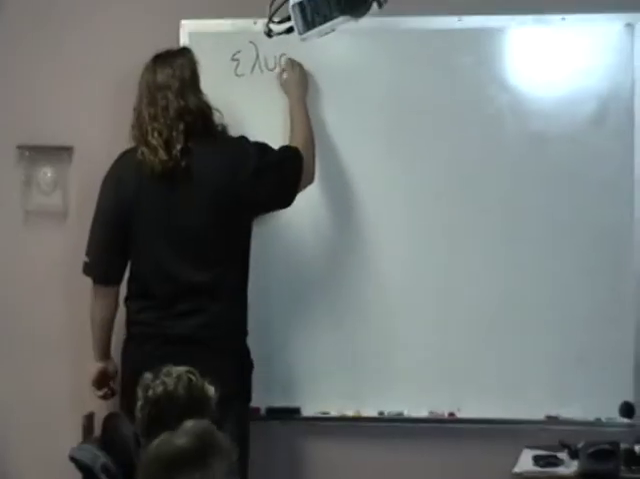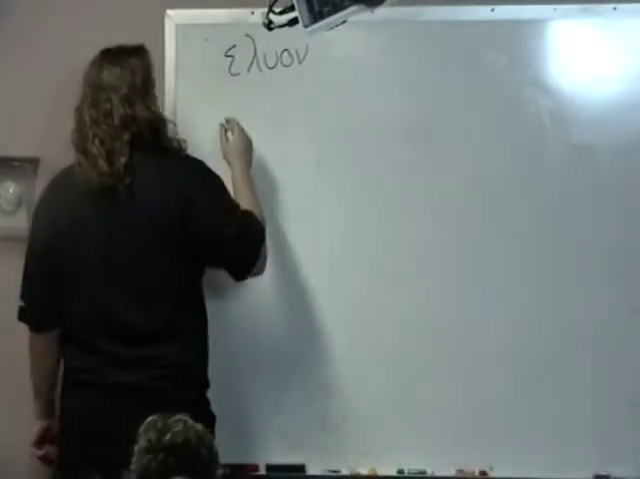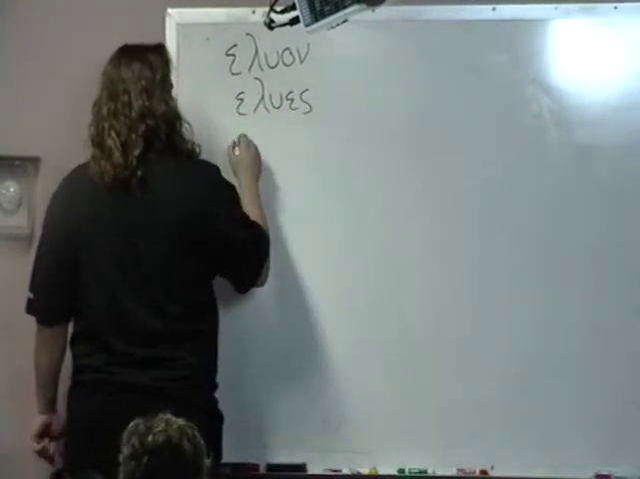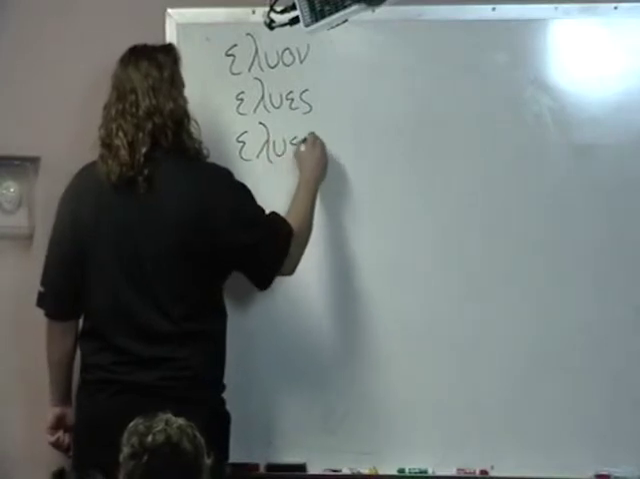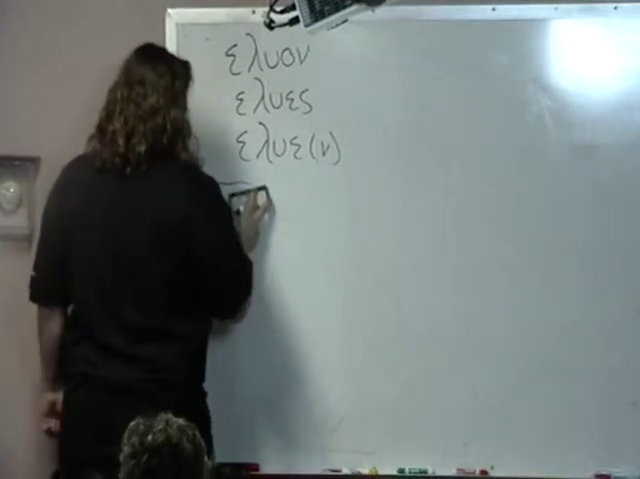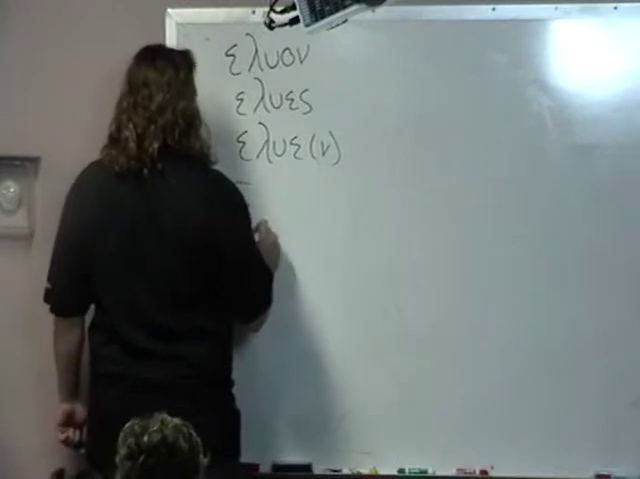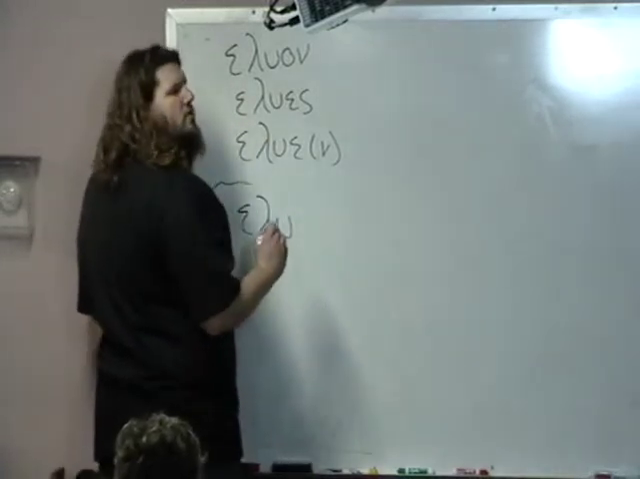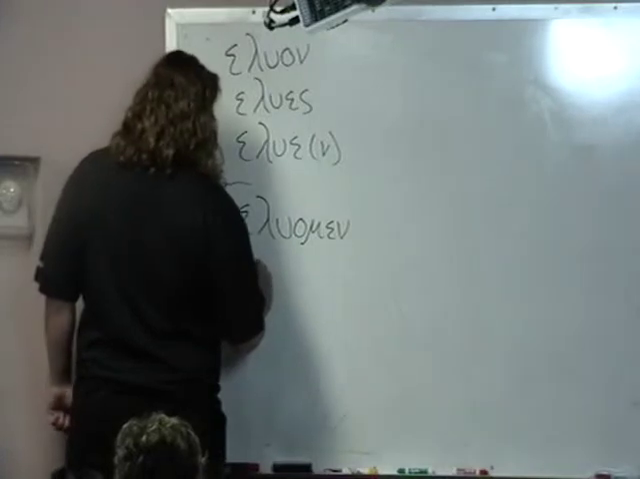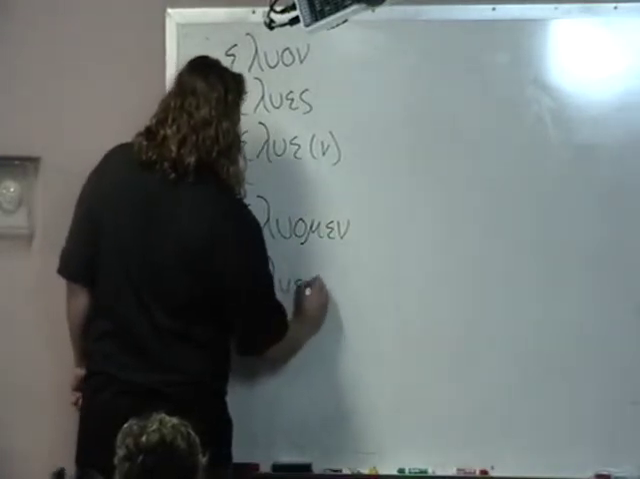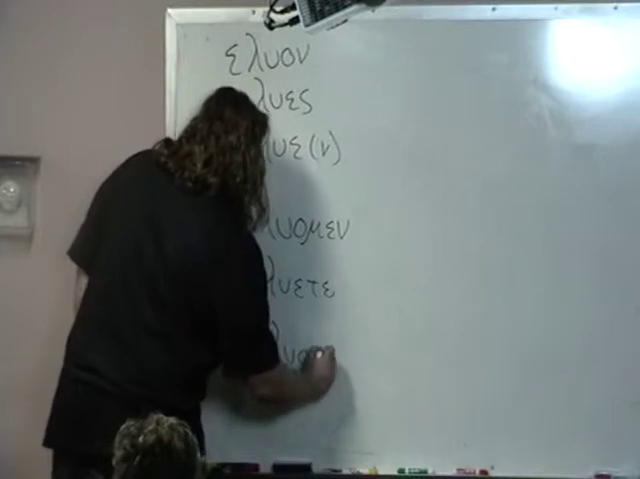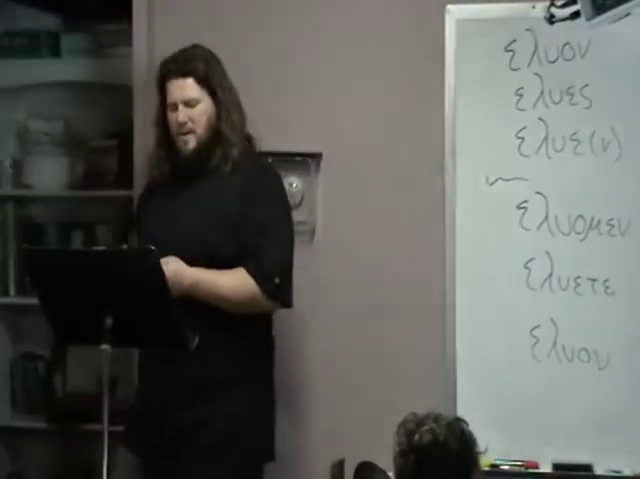First one, eluon. And then what's the next one? Elues. What's the next one? Elue, right? And that's a movable nu, right? And we have what? Eluomen, right? And next? Eluete. And what's the last one? Eluon. Okay.